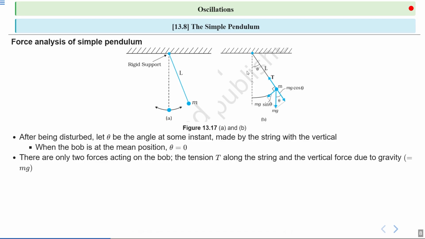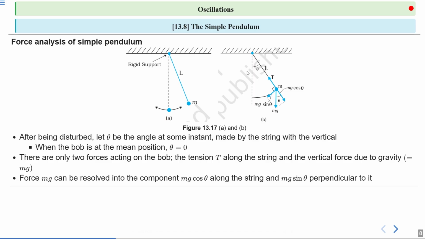There are only two forces acting on the bob: the tension T along the string and the vertical force due to gravity, that is mg. When resolving the force of gravity into two components, the first component mg cos theta acts along the direction of the string, while the second component mg sin theta acts perpendicular to the string.